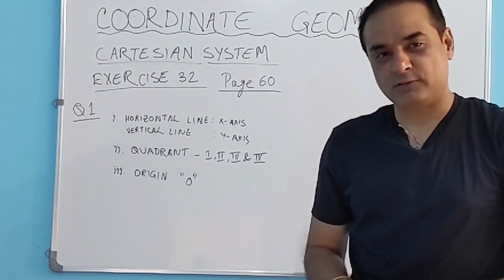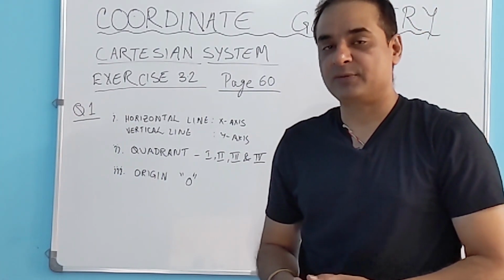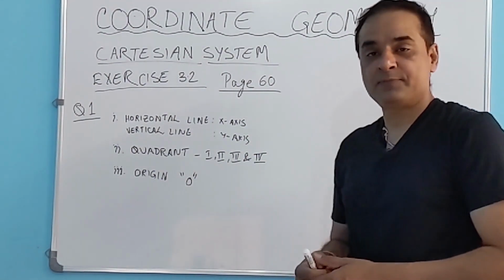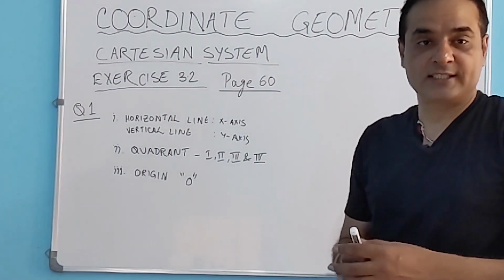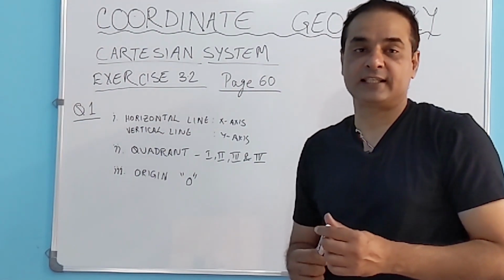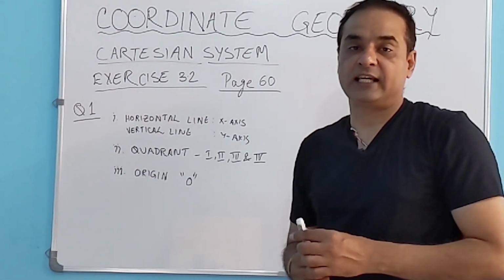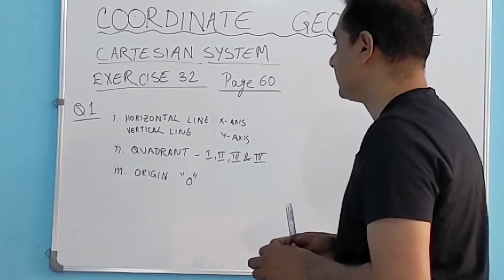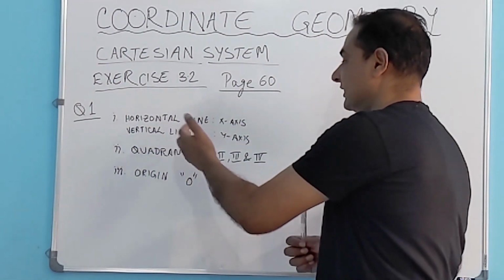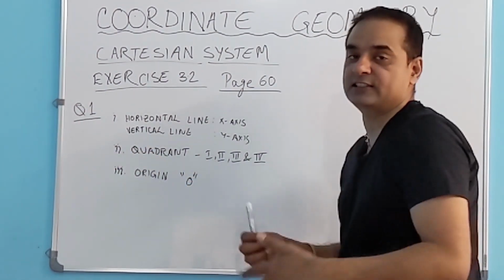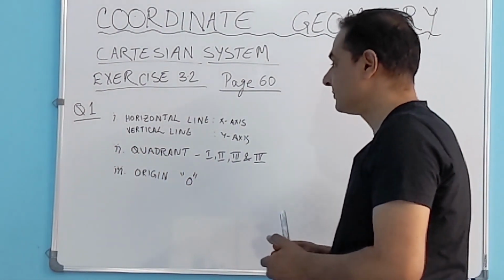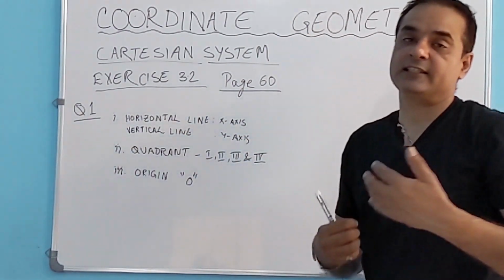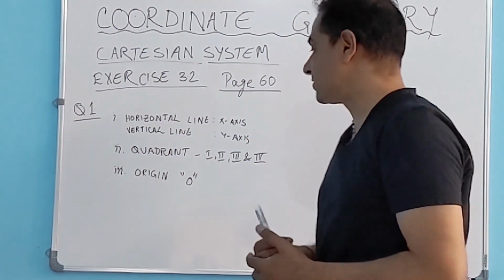Look at the unsolved exercise, which is exercise 3.2. It is given on page 60 in NCERT. So the first question says, what is the name of the horizontal line and vertical line drawn to determine the position of any point in the Cartesian plane? So we know the horizontal line is the x-axis, denoted as x and x dash. The vertical line is known as the y-axis, denoted as y and y dash.